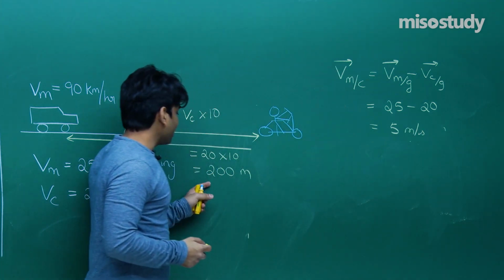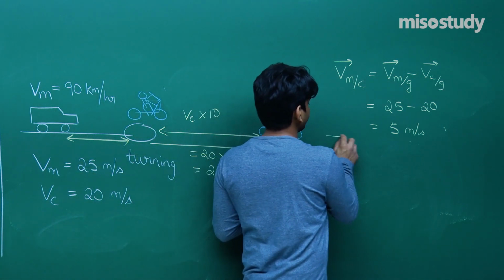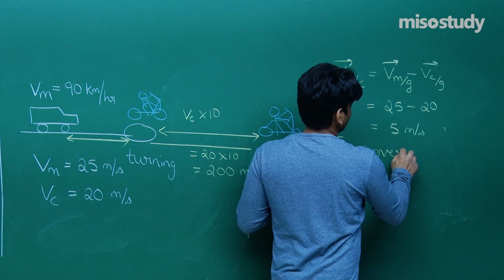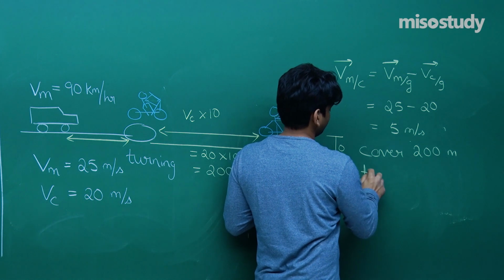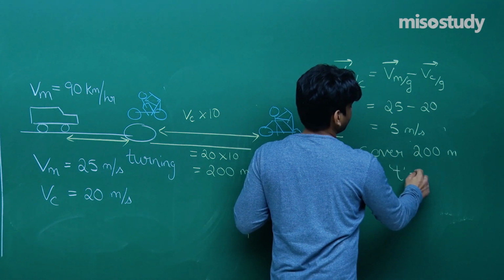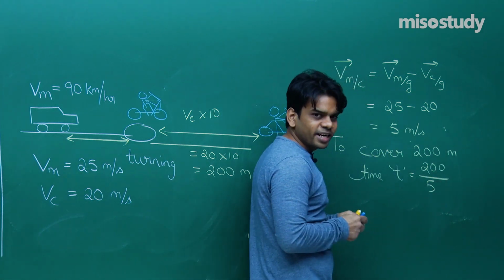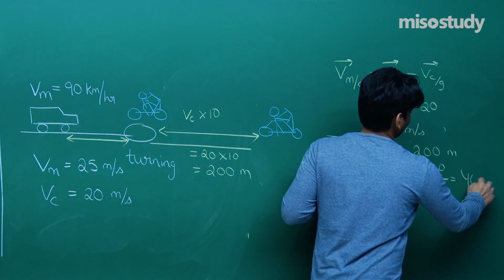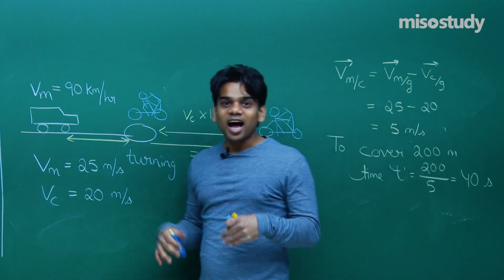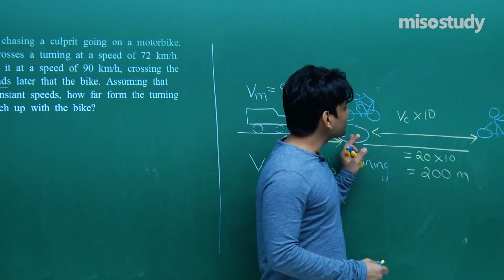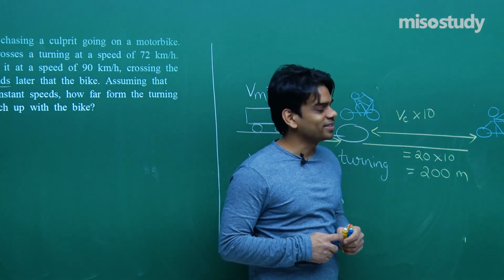To cover 200 meter, how much time will they take? The relative distance is 200 meter. To cover 200 meter, time taken t is distance upon relative speed, that is 200 upon 5, 40 seconds, quite obvious. That means from the turning, after 40 seconds, the policeman is going to have a hold on the thief, that means to catch, he will catch the thief after 40 seconds.